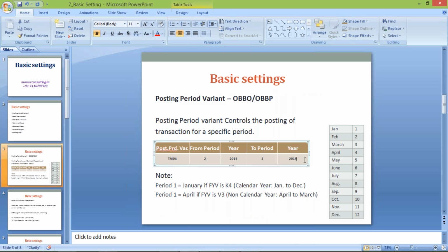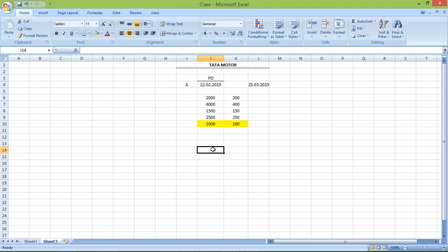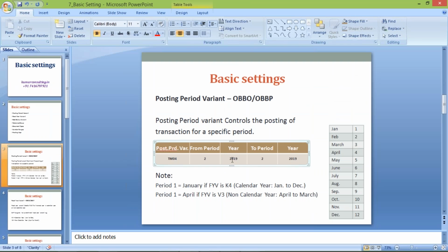It means whenever you are going to post any transaction in February month, let's suppose 01/02/2019, your system will check your month is 2nd, right? It means February 2019. So whenever you post a transaction in February 2019, the system will check here which period is open. So here the system finds period number 2 of 2019. From period means 2nd, and to period also 2nd. It means only February is open.